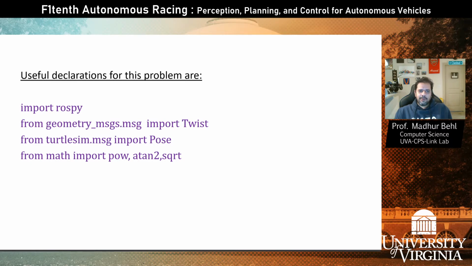And again, for problem 2, here are some useful declarations that you might consider adding to your ROS node. Some of them are already known to you. So geometry message twist, Turtlesim pose, ROS pi, and because you have to compute this proportionality and Euclidean distances, you may want to import pow, atan2, and sqrt.